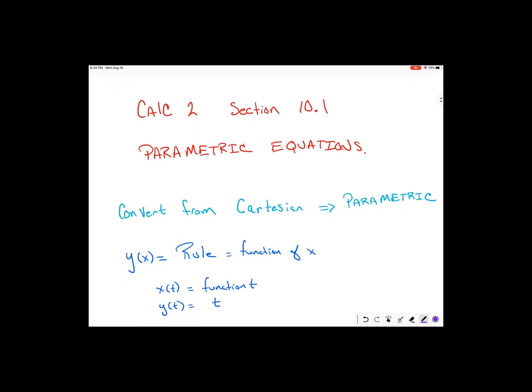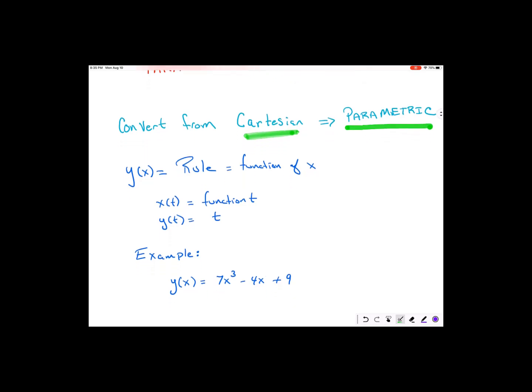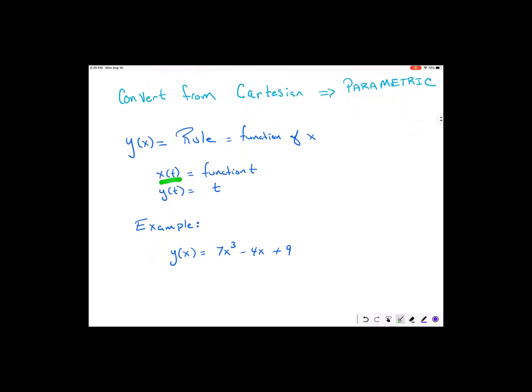And one of the things we're often asked to do is to convert from a Cartesian to a parametric equation. So remember that in general, a Cartesian equation is often a function of x. So we have y of x equals a rule, and that rule is a function of x. And we want to convert that from that Cartesian form to a parametric form. And so we want x of t to be a function of t, and y of t, the easiest way to do that is just make that t.